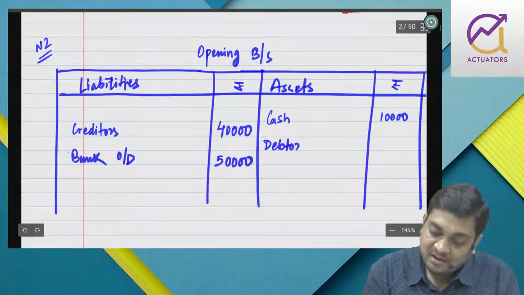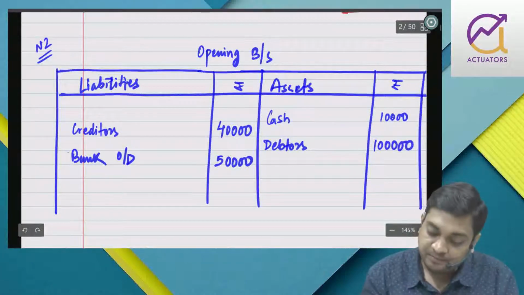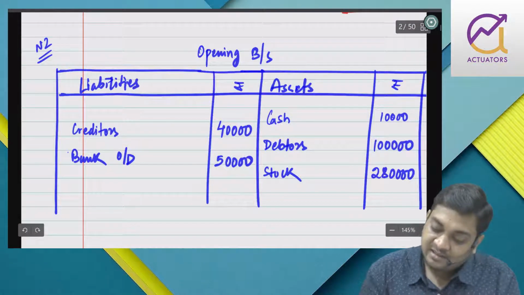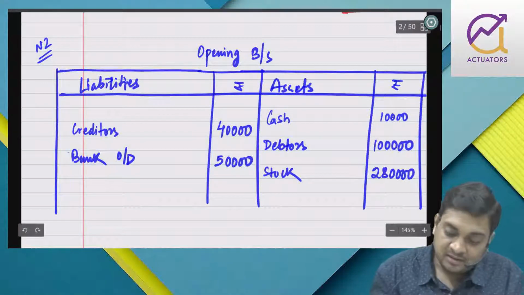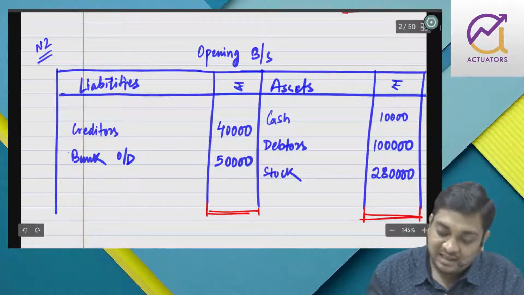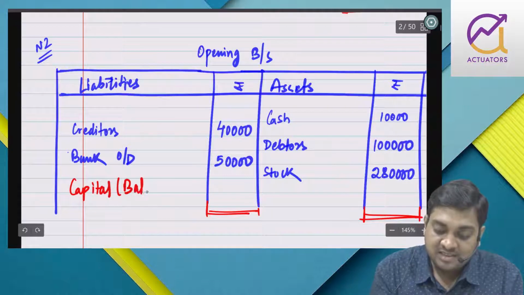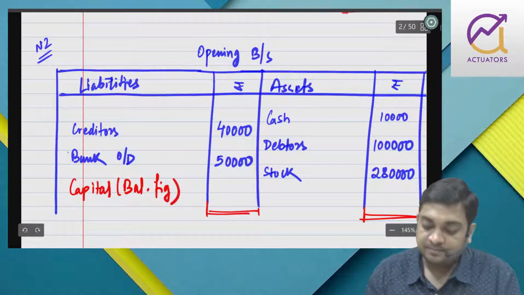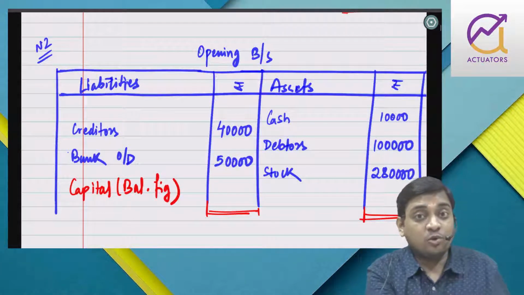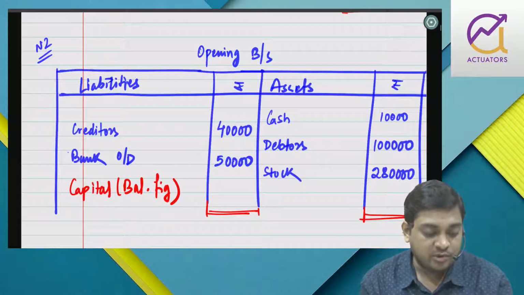Then we have debtors, 1 lakh. And then we have stock, 2 lakh 80, right? So simply you can see that there is no other asset or liability. So I will get capital as balancing figure. There is no fixed asset out here. Many will say that there is outstanding interest, that's on the closing date, not on the opening date, right? And loan is also taken during the year, so you don't have any loan balance.